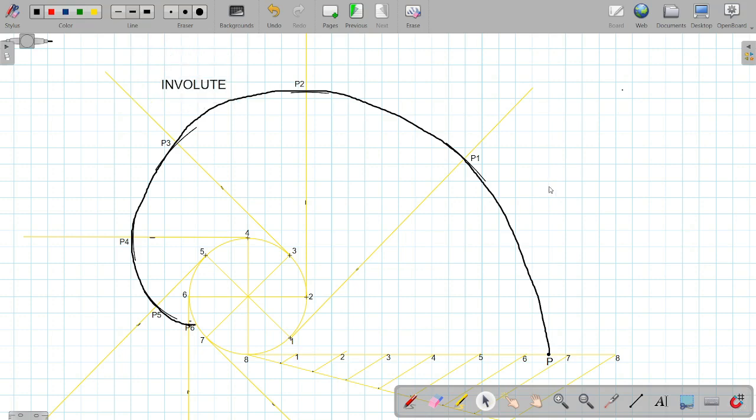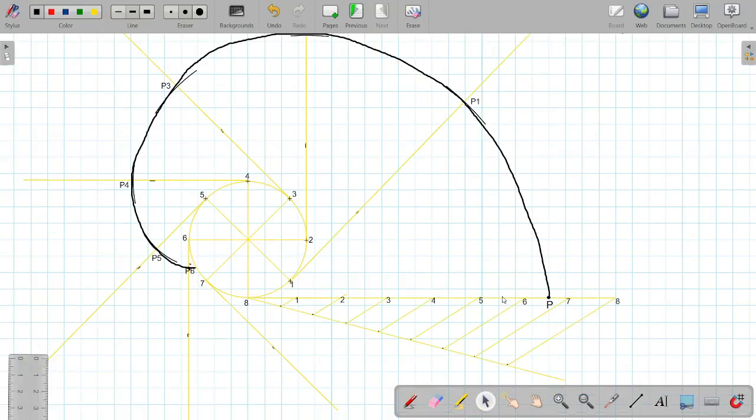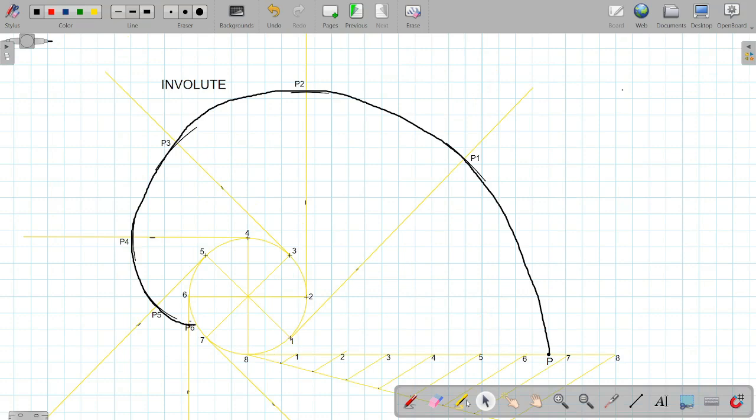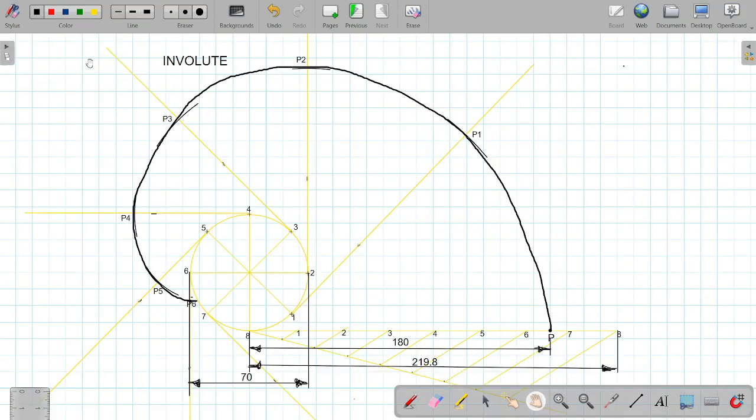Now we will give the dimensions. The required dimensions are the length of the string, which is given as 180, and the diameter of the circle and the circumference of the circle. So these three dimensions we need to give. In the question, it was also asked to draw normal and tangent. So first of all, I will mark the center C.